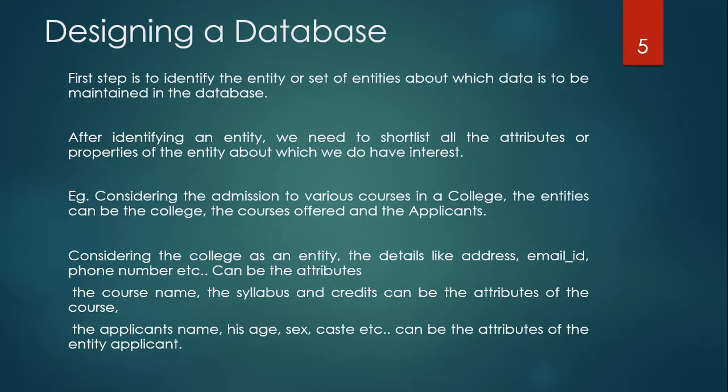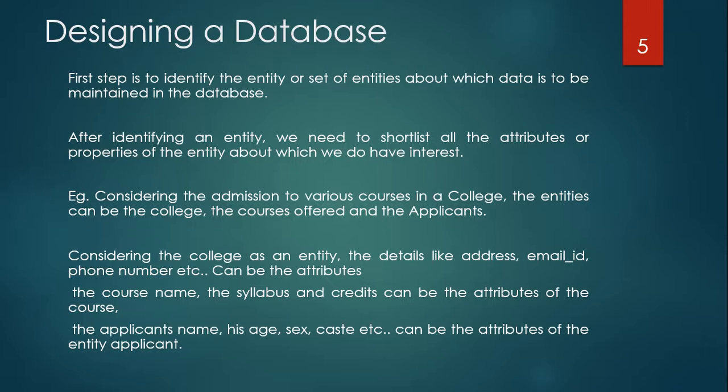So at the admission time, what we need is his academic results. Whenever you are going to use the database system for academic purpose, we need to have the academic details only. So after identifying an entity, we need to shortlist the attributes, the properties of the entity about which we do have interest. So what all attributes we are interested in.